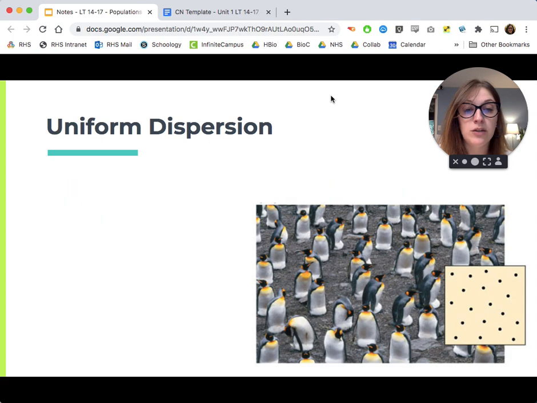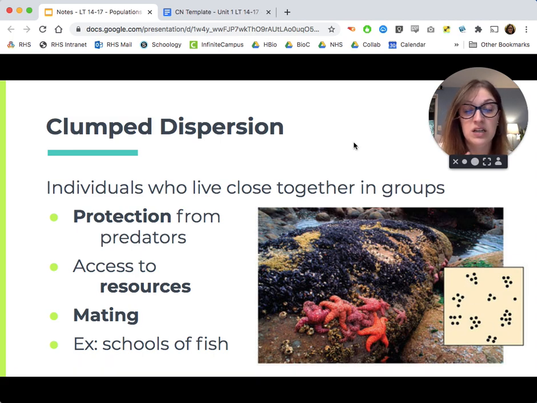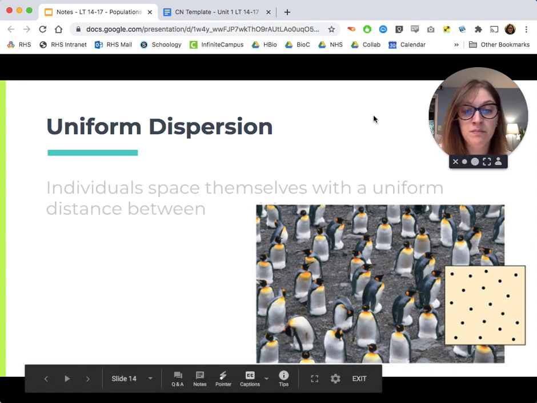Now, one thing I want to mention here: when you're writing these down, you should also in your notes be drawing little boxes and drawing little dots within the boxes to represent these. So I want to see this illustrated in your notes. You don't have to draw penguins, but you should be drawing a box with dots within it.